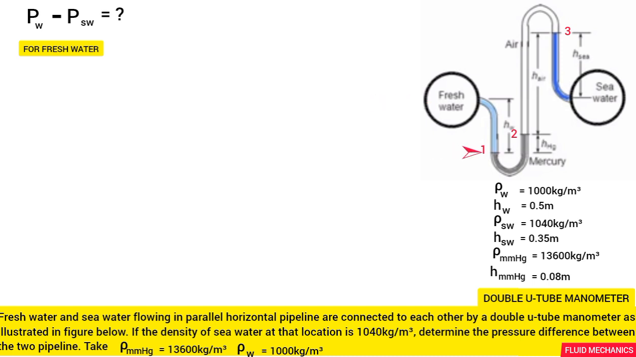So it is greater. So say PW is less than what? P1. Can you see that? Or I can say P1 is greater than what? PW. So to get the pressure at PW, it will be the pressure at point 1 minus the pressure at what?